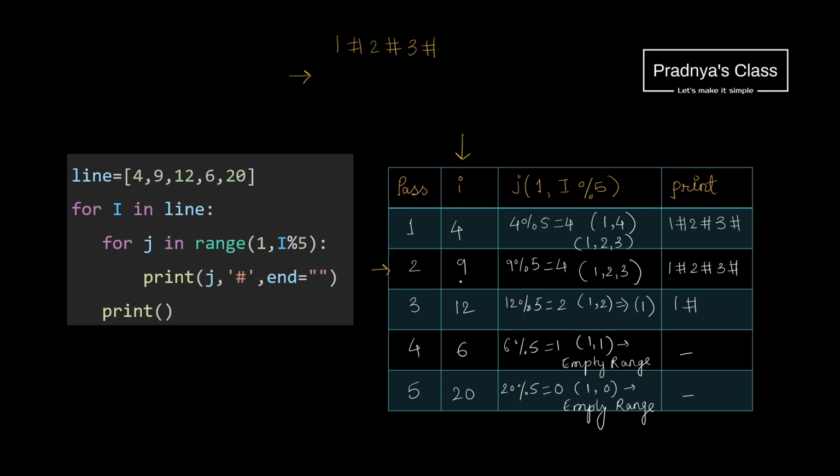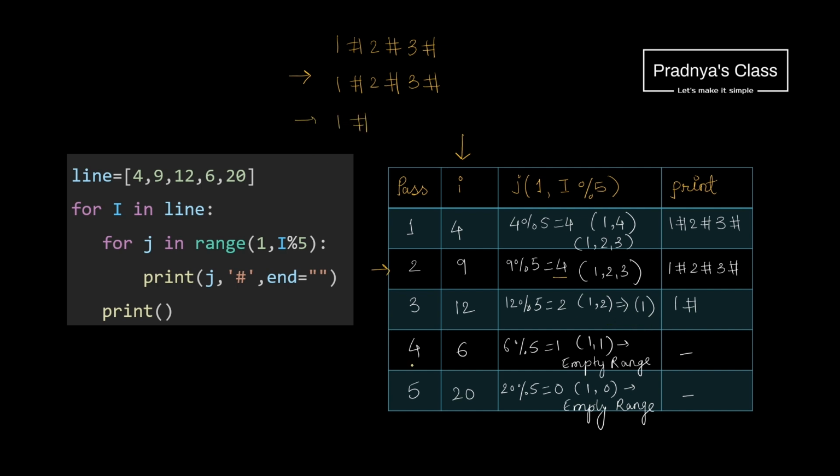The next element is 9. 9 % 5 is nothing but 4. range(1, 4) means exactly it will work for 1, 2, 3. Again we will get the same output. So here is the next line: 1 hash, 2 hash and 3 hash. In the third pass i will be 12. 12 % 5 equals 2. range(1, 2) is nothing but 1 because the outer limit is exclusive. It means we are just printing 1 hash.